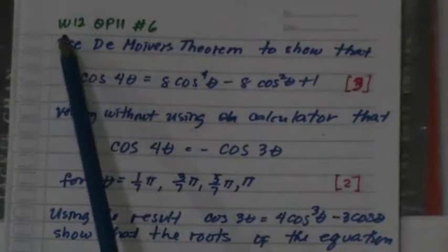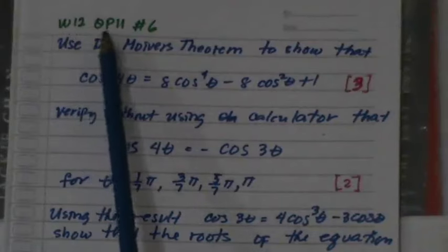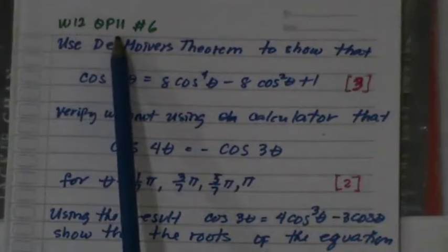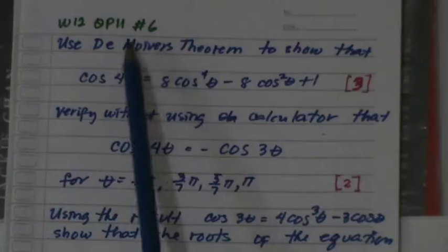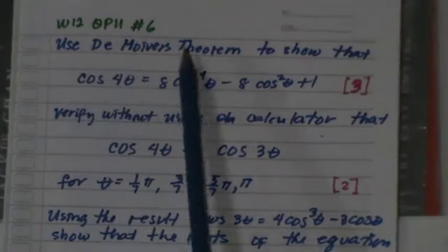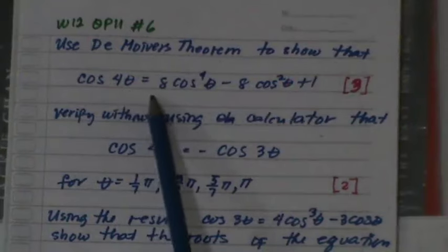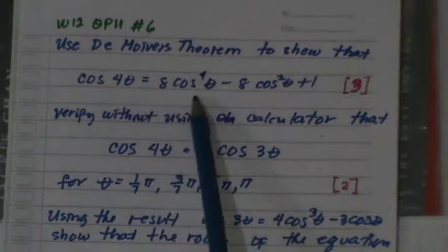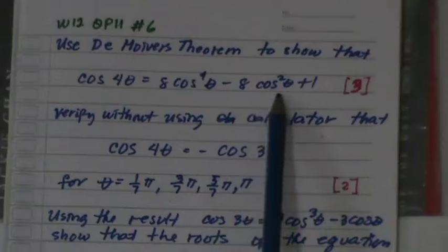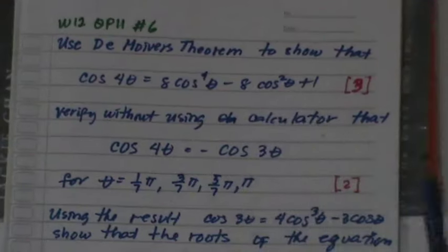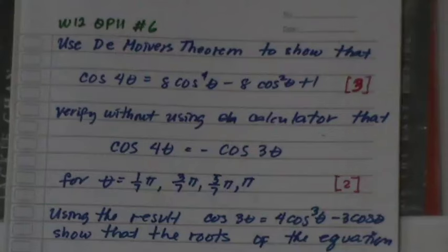This is taken from Winter 2012 question paper 1 variant 1 question number 6. It says, use De Moivre's theorem to show that cosine 4 theta is equal to 8 cosine to the 4 theta minus 8 cosine squared theta plus 1. Before I go on to the next question, let's do that initial part of the question first.